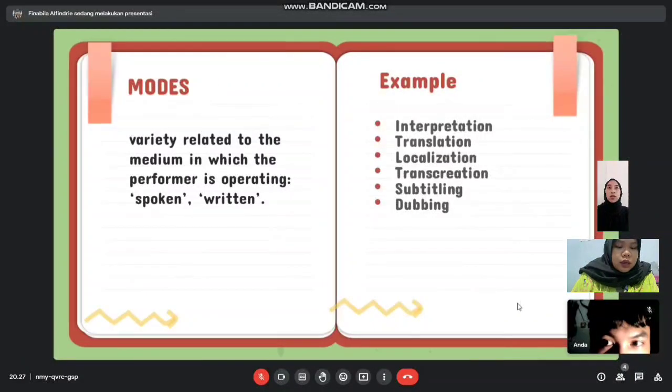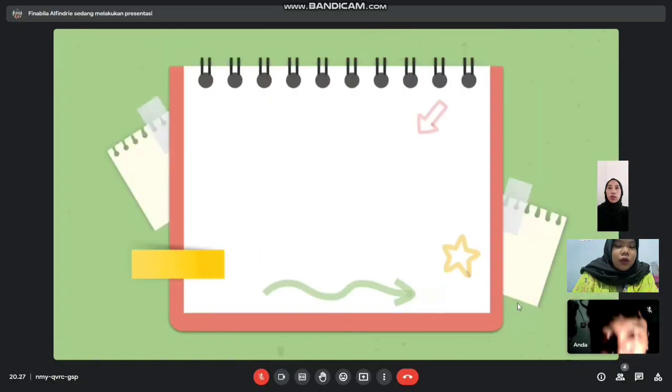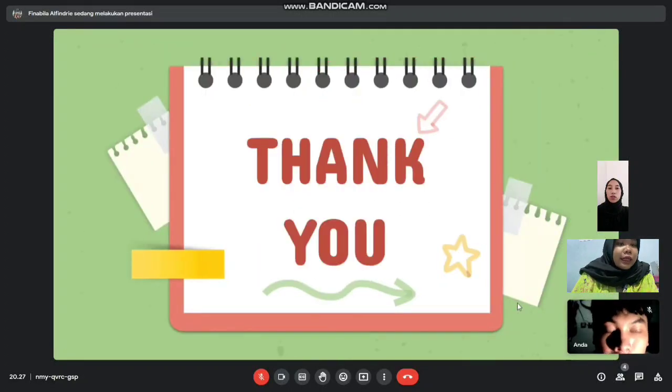And modes. Mode is a variety related to the medium in which the performer is operating, spoken and written. Examples are interpretation, translation, localization, transcription, subtitling, and dubbing.